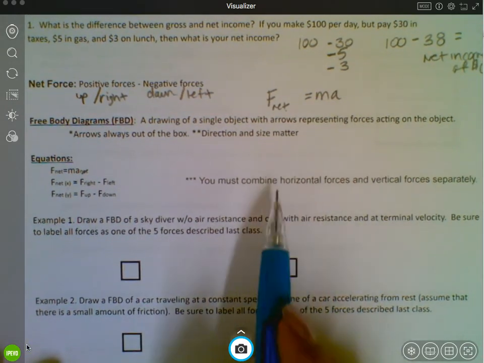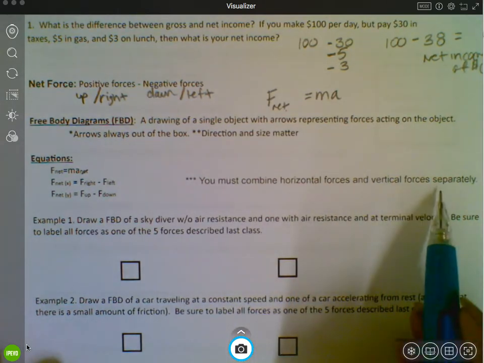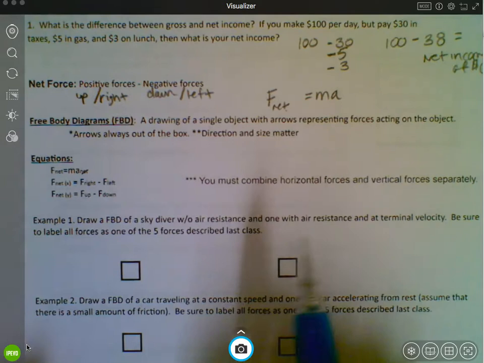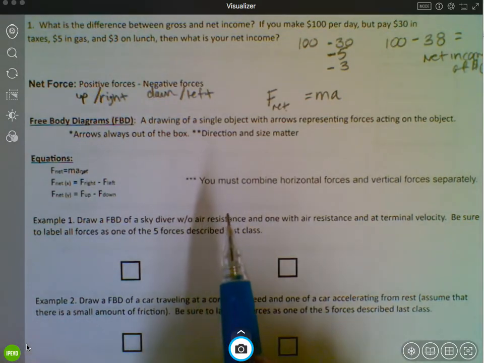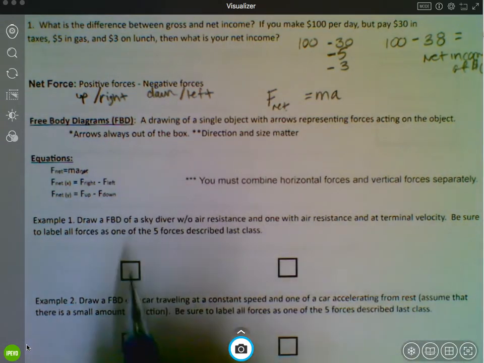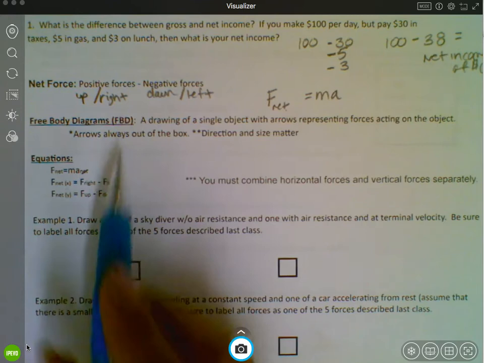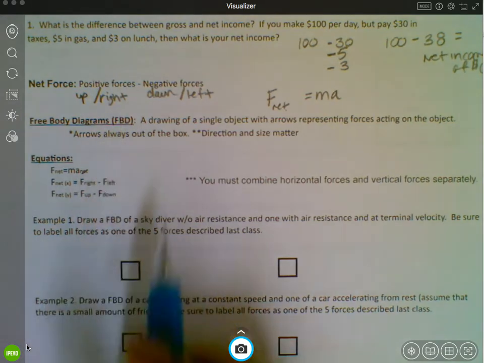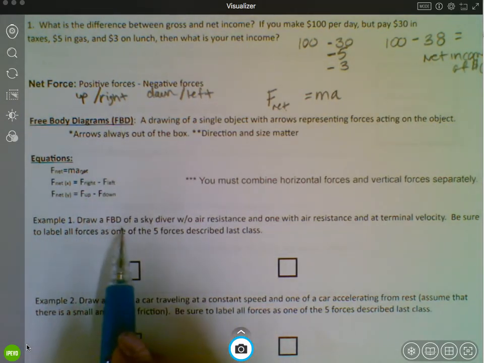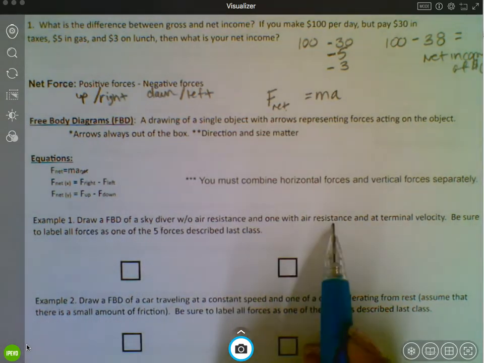You must combine horizontal or x forces separately than you combine vertical forces. So you never do an F net where you're combining an up force with a left force. All right, so let's draw some free body diagrams. FBD is short for free body diagram. Draw an FBD of a skydiver without air resistance, and one with air resistance at terminal velocity.